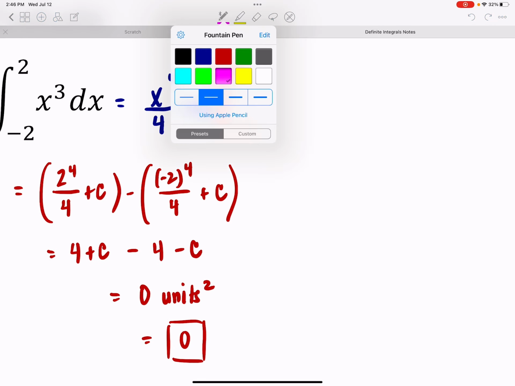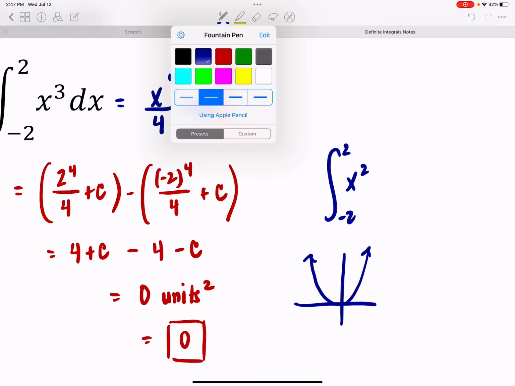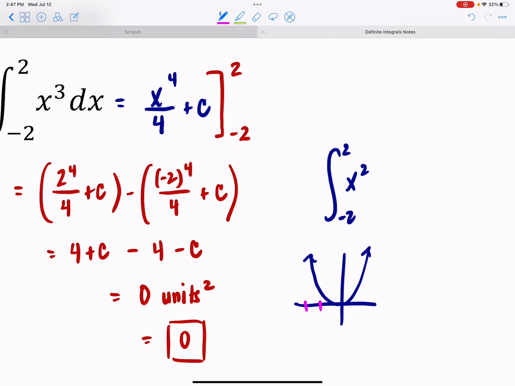Kind of similarly, if I was asked to do negative 2 to 2, or any symmetric interval thereof, of x squared, I probably wouldn't evaluate this from negative 2 to 2, because I know what x squared looks like. And I know that over here from negative 2 to 0, this is going to be exactly the same as this. Now they're not going to cancel because they're both positive, but instead of evaluating from negative 2 to 2, I would just find 0 to 2 and then double it, because evaluating at 0 is always easier than evaluating at some non-zero number.